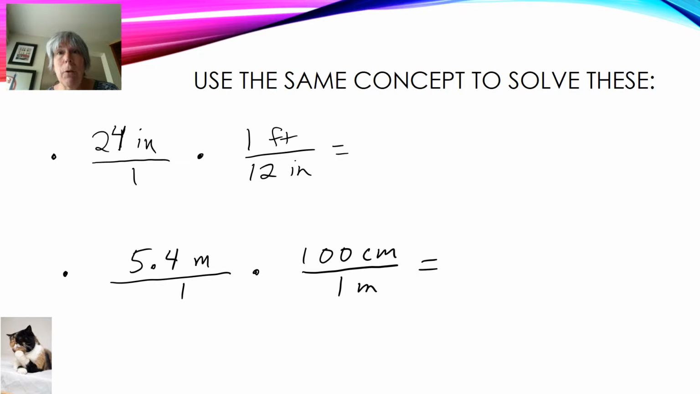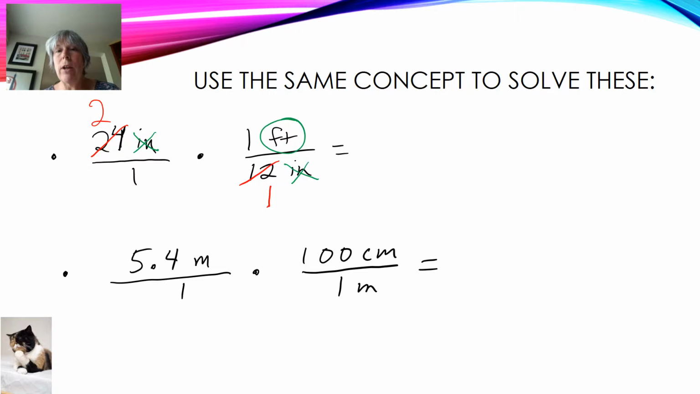Here are a couple more fractions, but this time instead of just numbers or algebraic variables like x or y, we put some units in there. In the first fraction I have 24 inches over 1. The second fraction is 1 foot over 12 inches. If I want to multiply these, I do the same thing that I did with my other fractions. 12 goes into 12 one time, 12 goes into 24 twice. There's inches in the numerator of the left fraction and inches in the denominator of the right fraction, so they cancel. The inches cancel out, I'm left with feet.